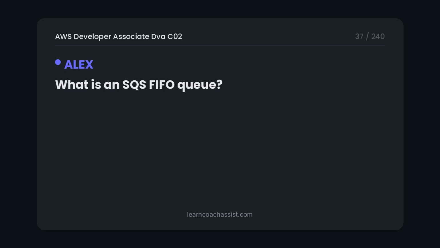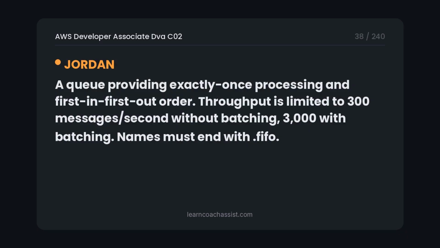What is an SQS FIFO queue? A queue providing exactly once processing and first-in first-out order. Throughput is limited to 300 messages/second without batching, 3,000 with batching. Names must end with .fifo.